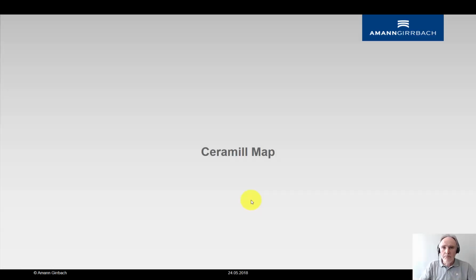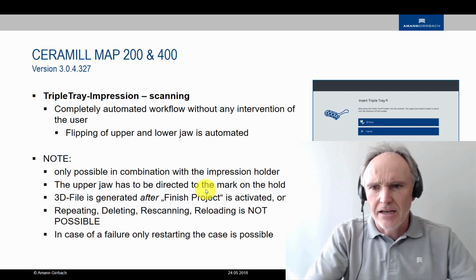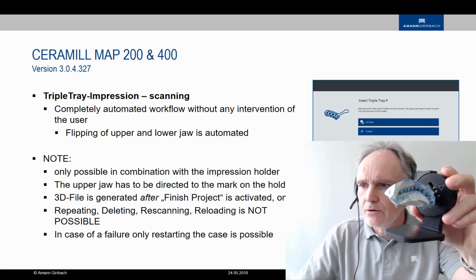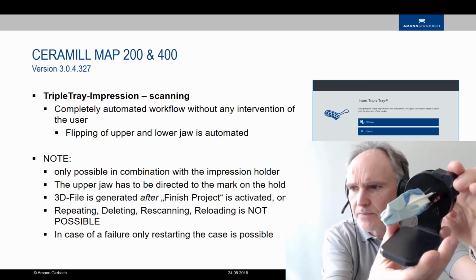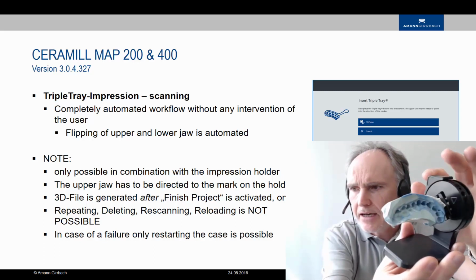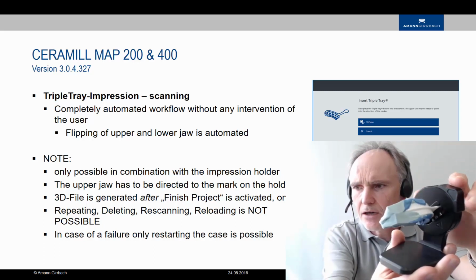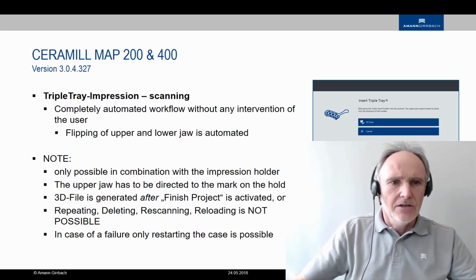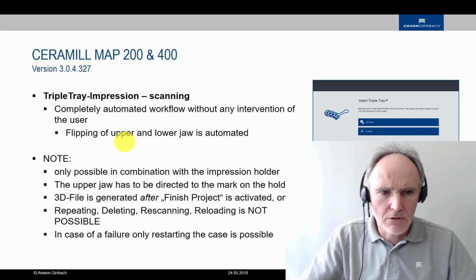Now let's go to the MAP software, and here is a nice feature now integrated, and it's called the triple tray impression scanning. I can show you here we have a very special holder in it, and with this holder you have the advantage to put in these triple tray impressions, and you see the holder is a special one. You can tilt it and it happens fully automatically in the scanner. Upper and lower is scanned automatically from the upper and lower side. So it's a completely automated workflow. This flips from upper to lower side.